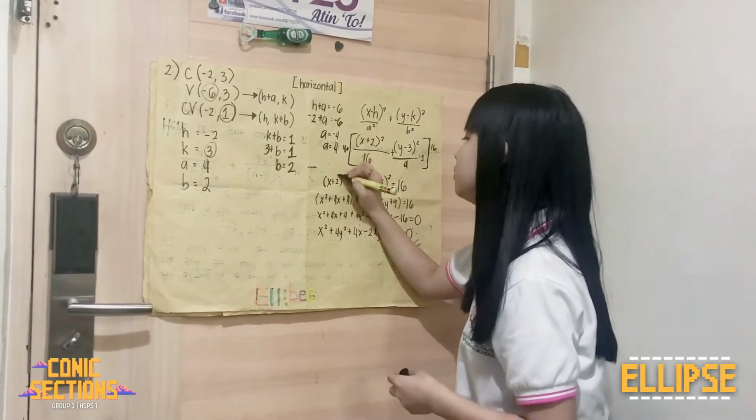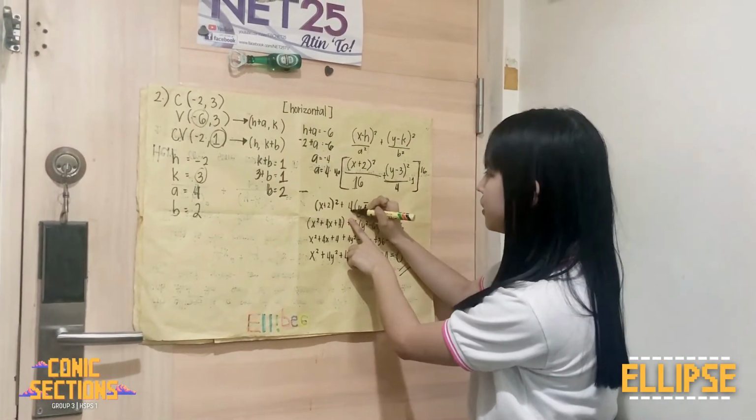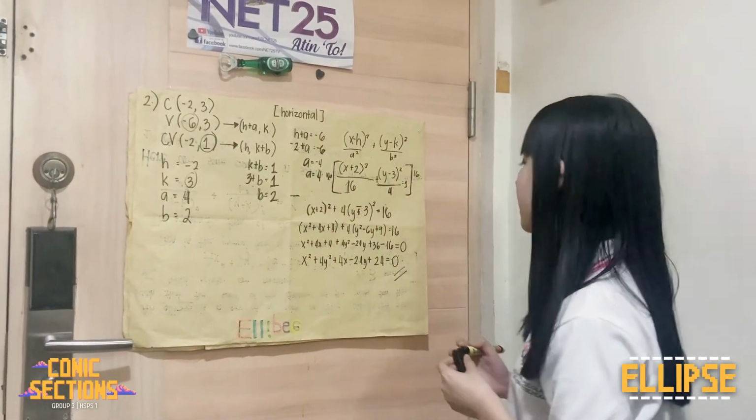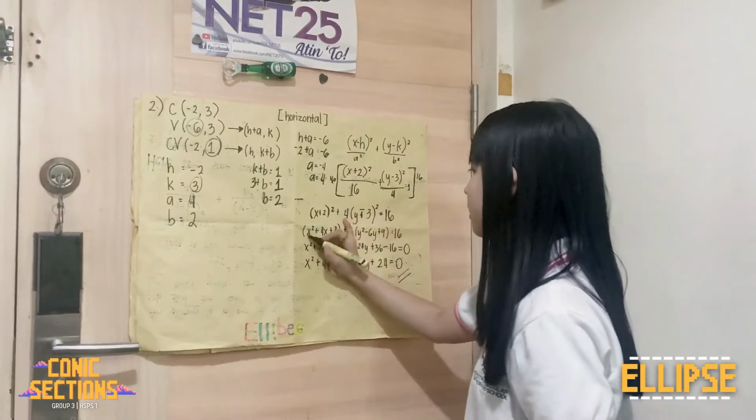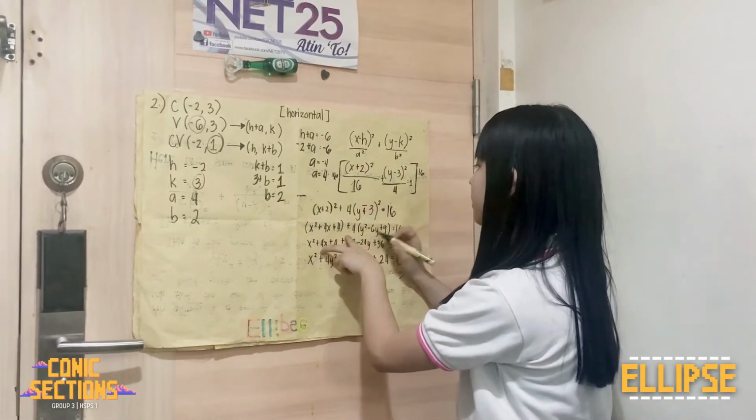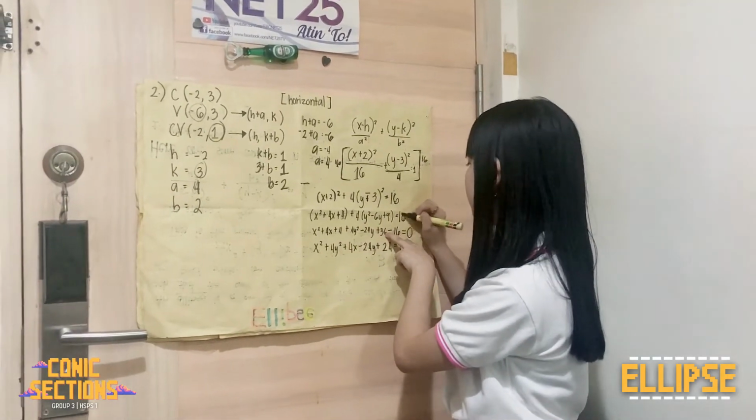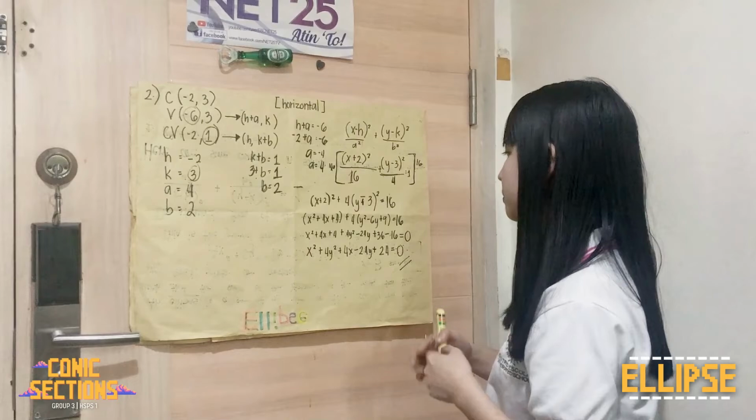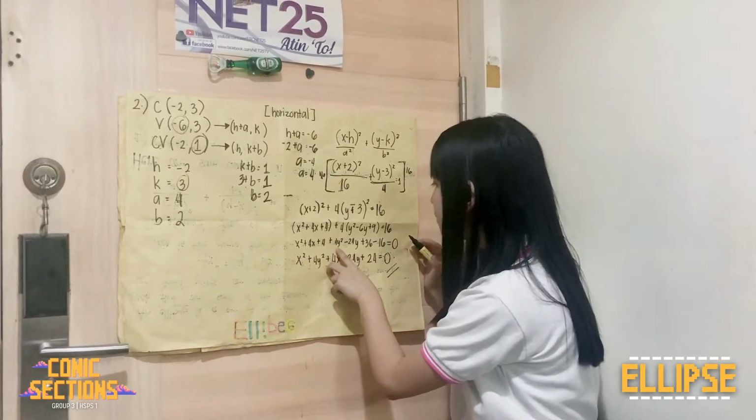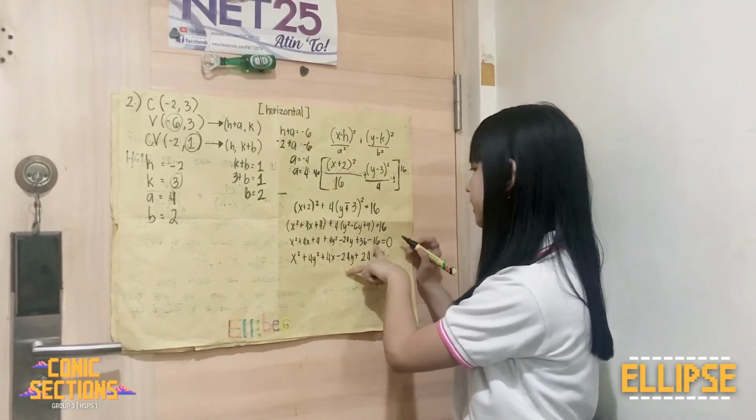So (x + 2)² / 4 + (y − 3)² / 16 = 1, multiplying through by 16 gives 4(x + 2)² + 16(y − 3)² = 16... After that, we have to do the completing the square. x² + 4x + 4, 4(y² − 6y + 9) is equal to 16. So we have to group the same variable. So x² + 4x + 4 + 4y² − 24y + 36 − 16 = 0.